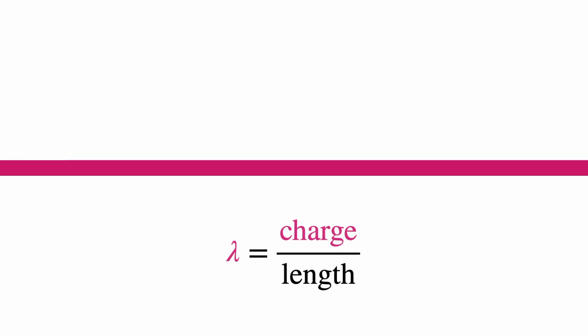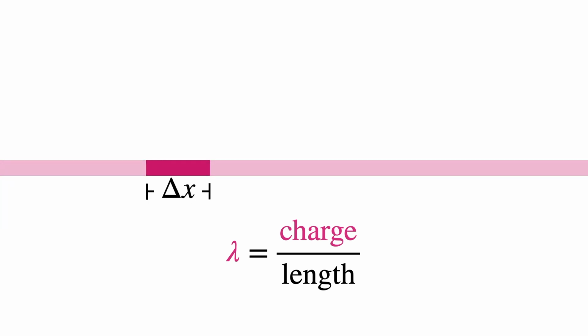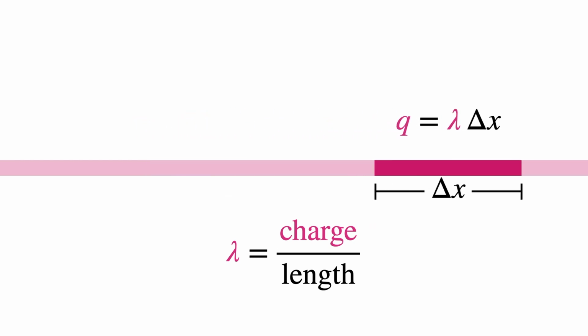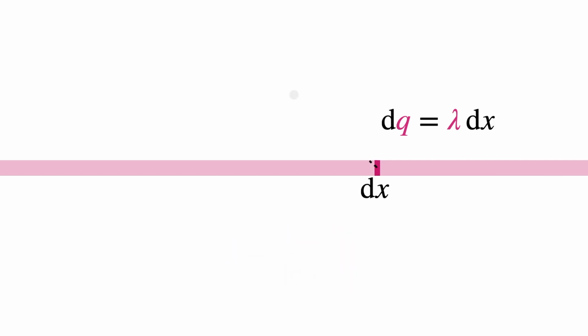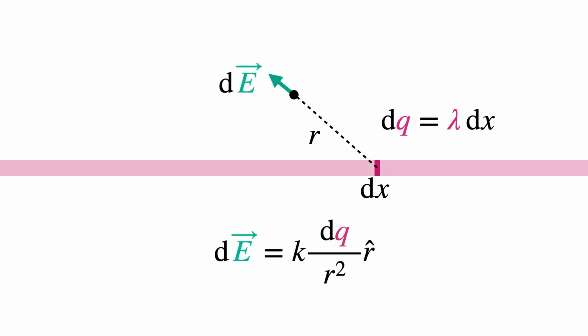This is a constant property of the wire that says that if we take any piece of the wire with length delta x, the amount of charge in that piece is just lambda times delta x. And an infinitesimal bit of the wire dx contains an infinitesimal charge dq, which in turn produces an infinitesimal electric field dE at the point here, for example.